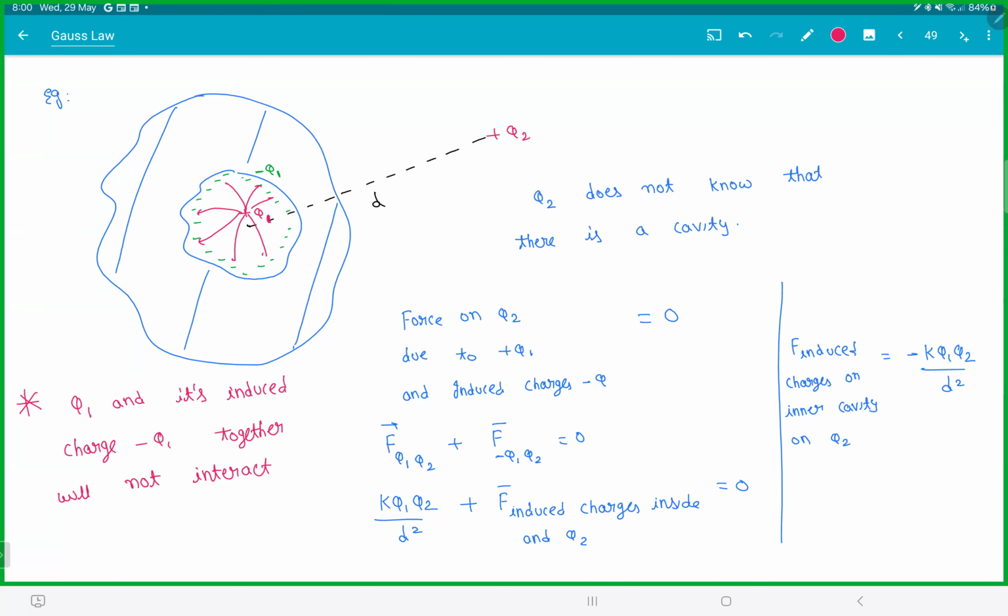Think about these things, right? Go through them again once more. We will do more problems on this next class. You'll get even better understanding. And not interact with any charge.